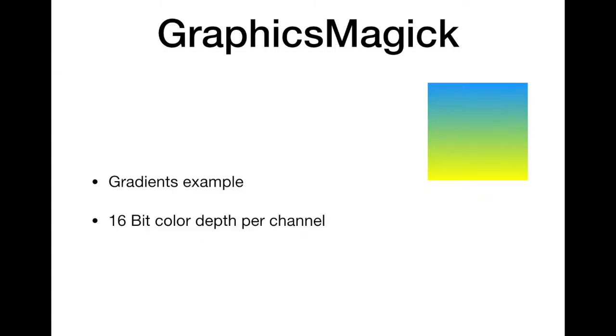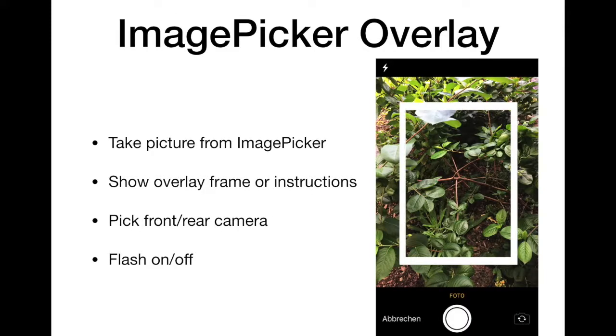So then for GraphicsMagick, I added an example on how to make gradients, like the one on the right. And for Mac, I already upgraded GraphicsMagick to use 16-bit per channel, so you can really edit pictures with high color ranges. Then for the image picker on the iPhone, we got a function to add an overlay picture, so you can show a frame or show some instructions on the layout while taking pictures.